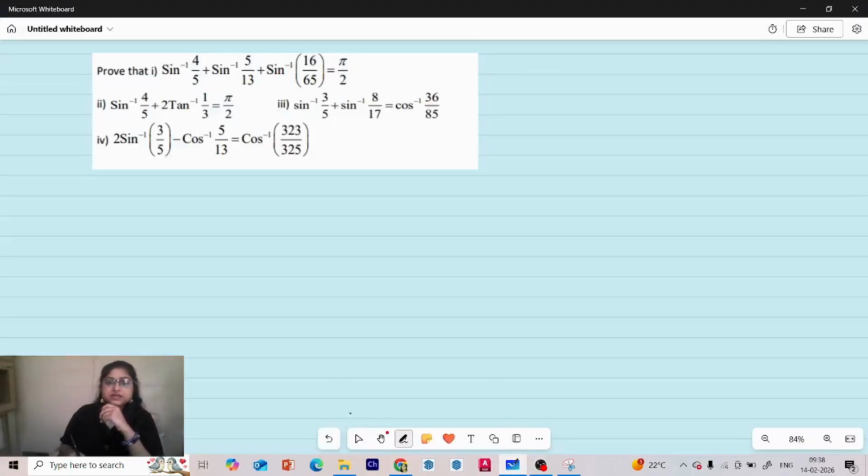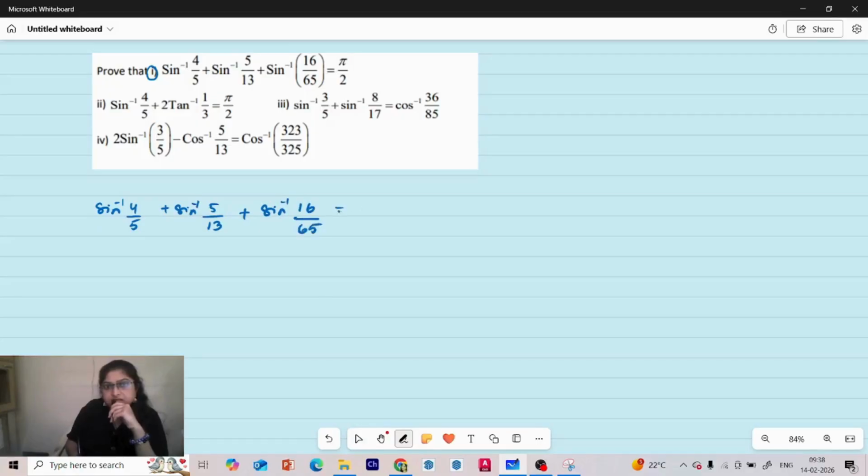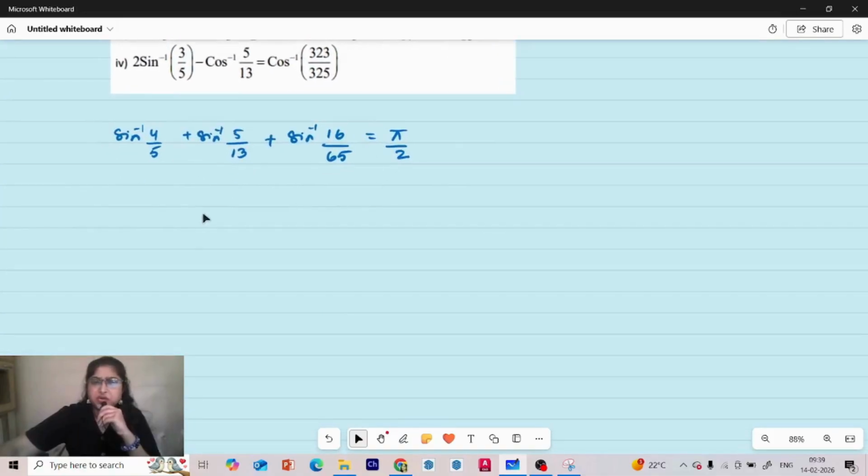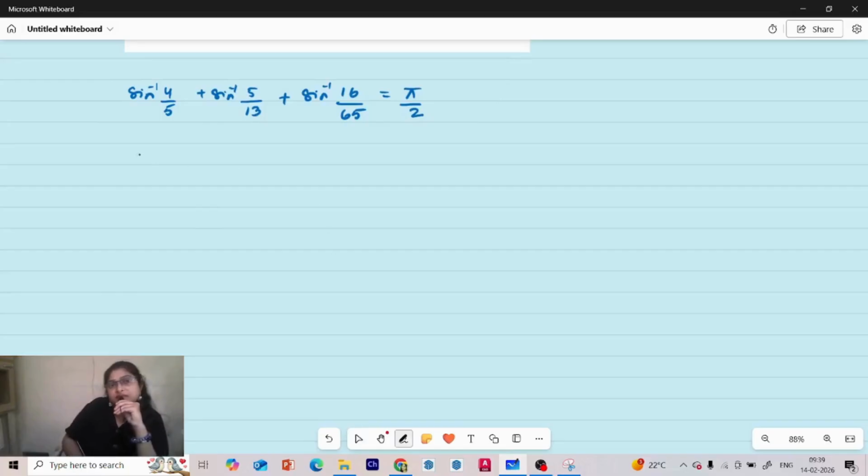Alright, so here we have this. Prove that sin inverse 4 by 5 plus sin inverse 5 by 13 plus sin inverse 16 by 65 is equal to pi by 2. In such problems, just remember there are no formulae, nothing. We will equate each sin inverse function to some letter. For example, sin inverse 4 by 5, let us replace it with a letter A.